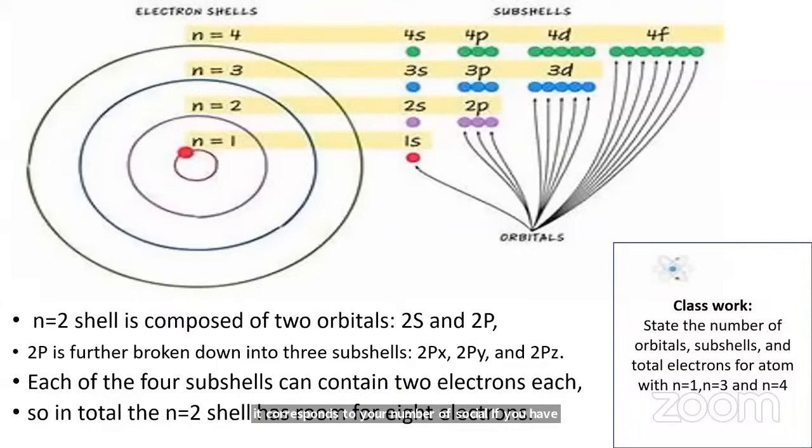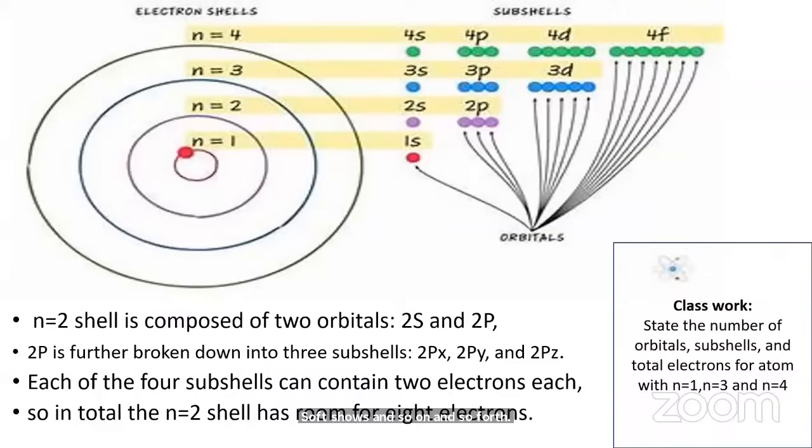For energy level 2, you have 2 subshells. For energy level 3, you have 3 subshells. For energy level 4, you have 4 subshells. For energy level 5, you have 5 subshells, and so on and so forth.